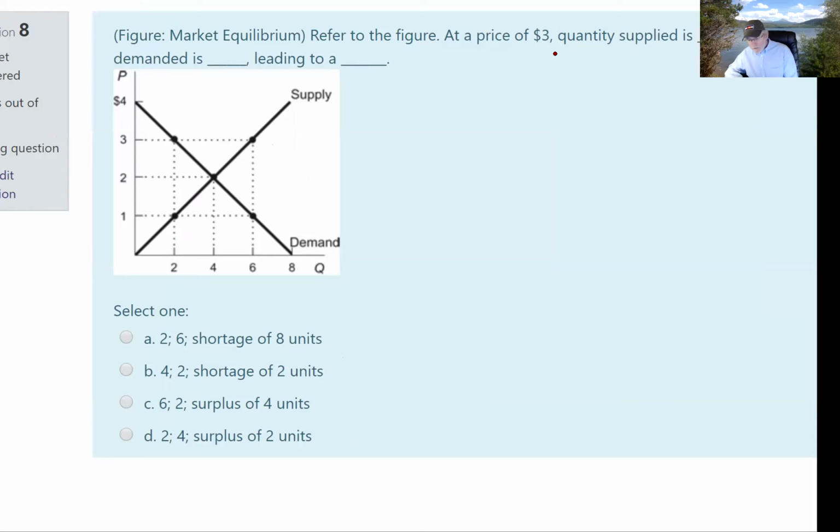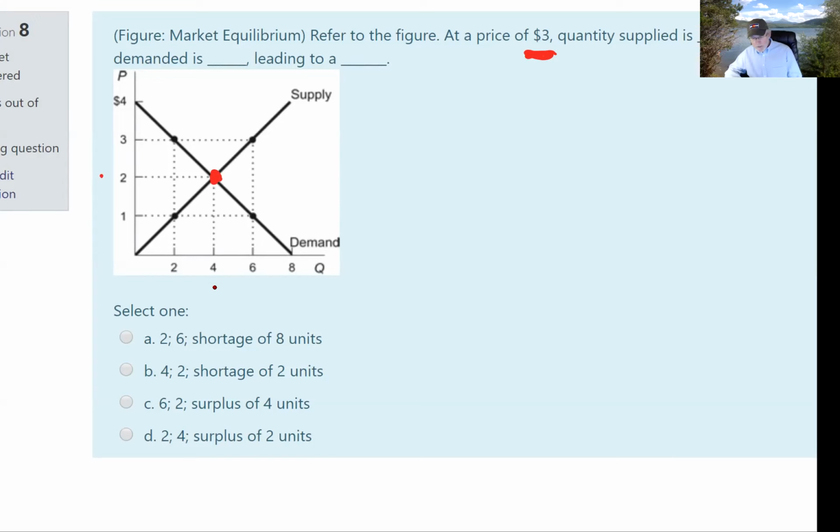At a price of $3. Let's look at the graph. Okay, we just got a demand curve, we got a supply curve, they intersect. What is the intersection? Obviously it's equilibrium. So the equilibrium price is going to be 2. Equilibrium quantity is going to be 4.